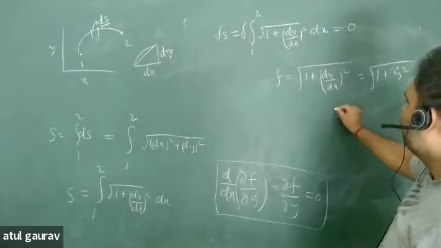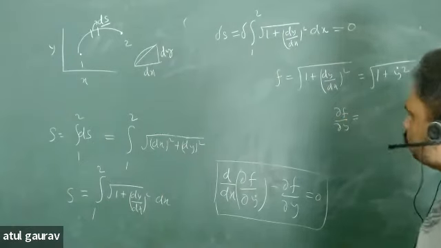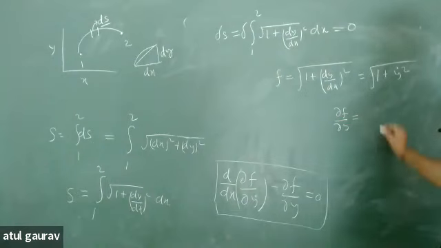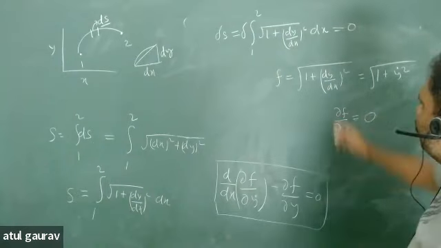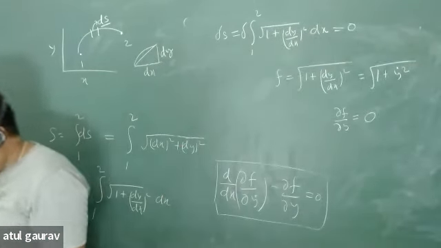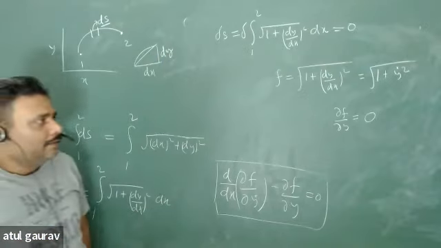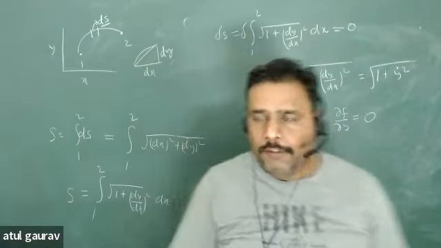So what will be del f upon del y? It will be 0. Why? Because this f is not a function of y. So del f upon del y must be equal to 0.